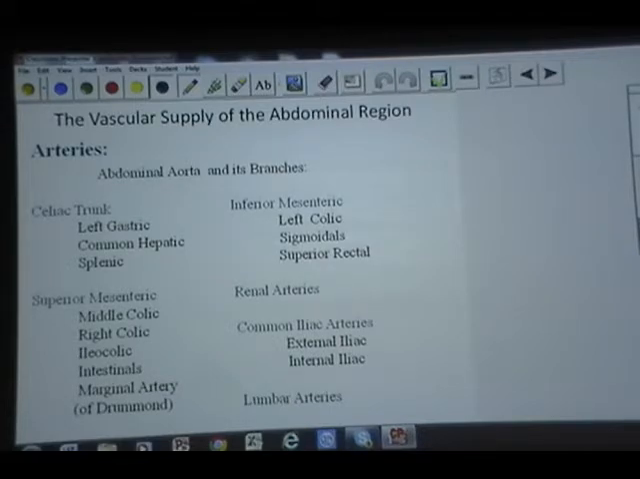and the small intestines. So middle colic, as it comes around, down to the right side, the right colic, down to the junction of the ileum and the colon, near the ileocecal junction, the ileocolic, and then a large branch that gives off several branches to the small intestine that are referred to as intestinals. Those are coming directly off of the superior mesenteric artery.